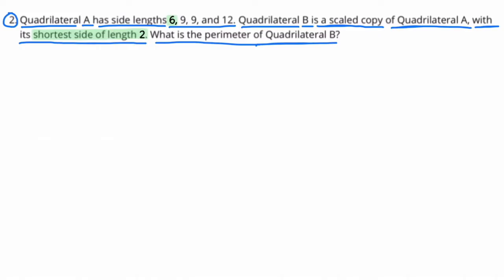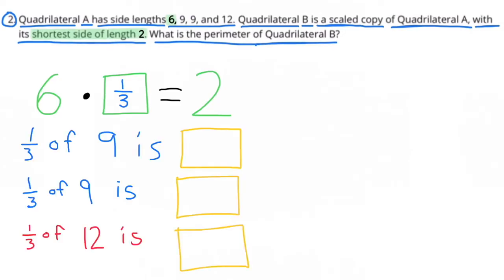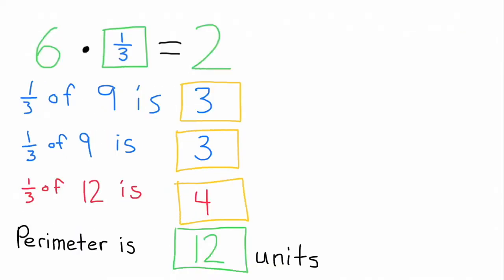The shortest side length is 2, and the shortest side length of the original is 6, so it went from 6 to 2. 6 times what number equals 2? 6 times 1/3 equals 2, since 2 is 1/3 of 6. So we know that the scale factor is 1/3. Now we need to find the lengths of the other sides: 1/3 of 9, 1/3 of 9, and 1/3 of 12. We can add those up and we'll find the perimeter. 1/3 of 9 is 3, 1/3 of 9 is 3, and 1/3 of 12 is 4. Add up all these side lengths, and the perimeter is 12 units.